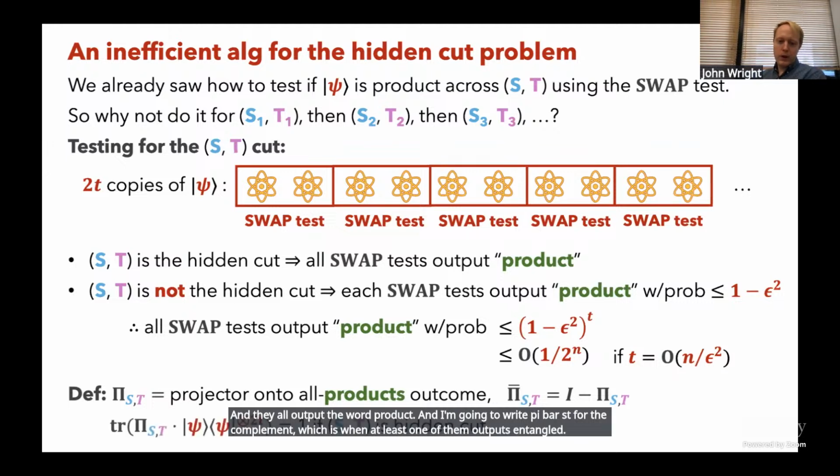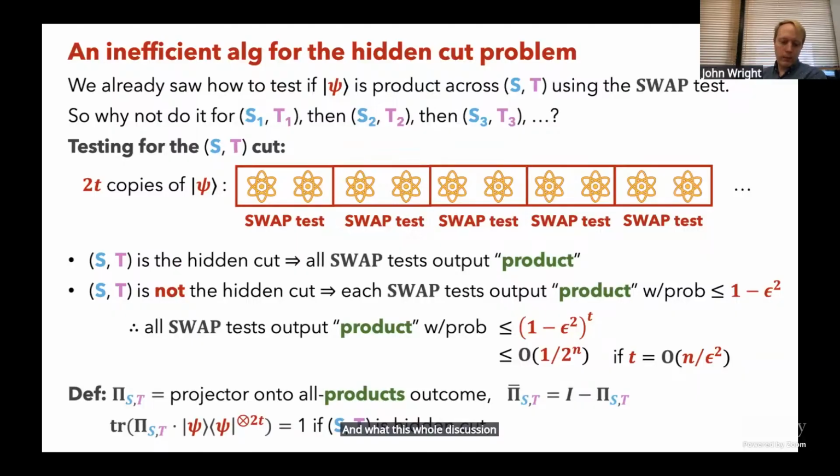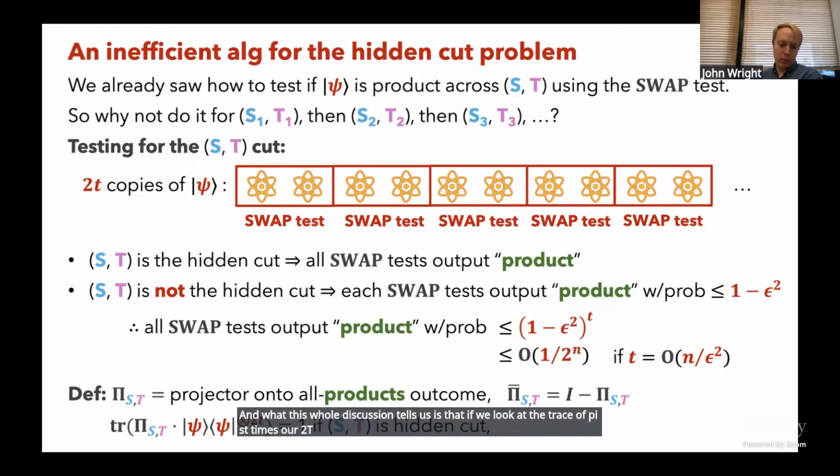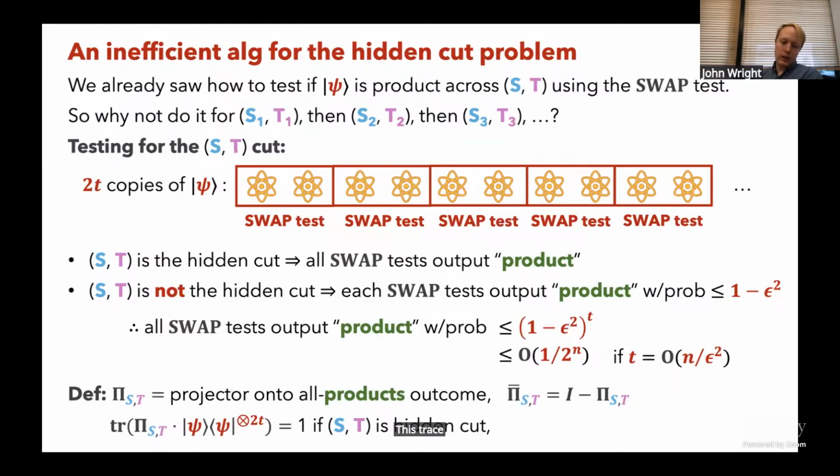And what this whole discussion tells us is that if we look at the trace of pi_st times our 2t copies of psi, so that's the probability that if we run this measurement on our copies of psi, it outputs the word product. This trace is equal to 1 if st is a hidden cut, and it's going to be at most exponentially small in n if st is not the hidden cut.